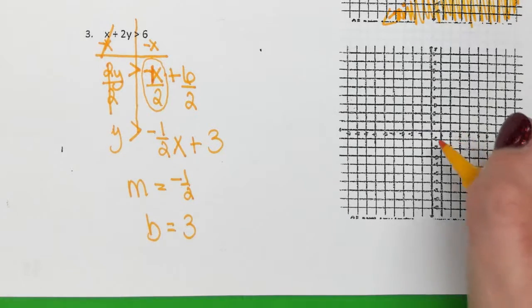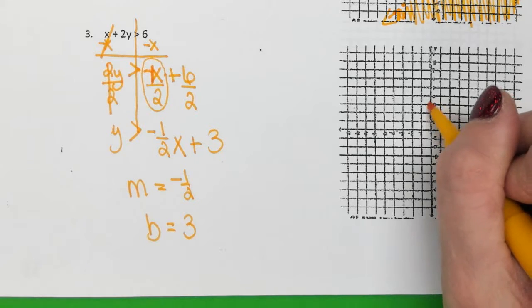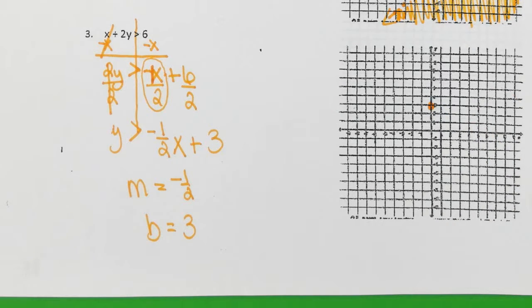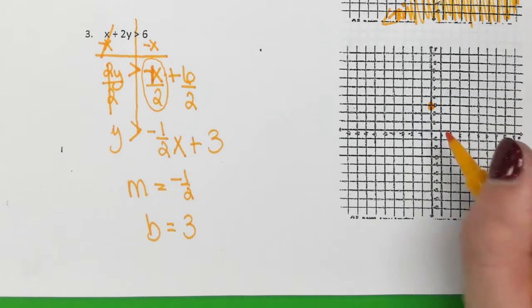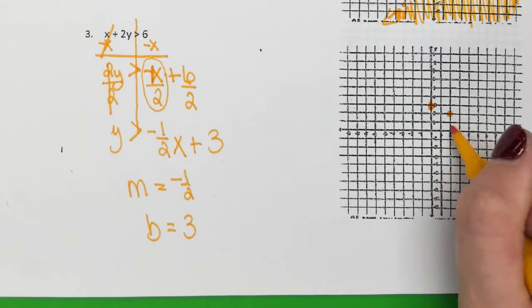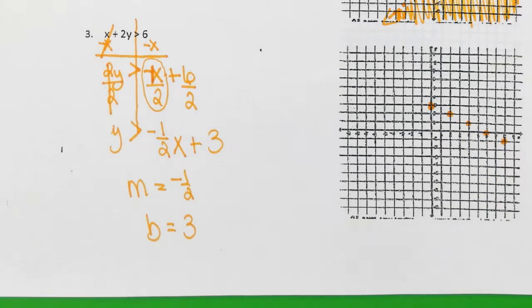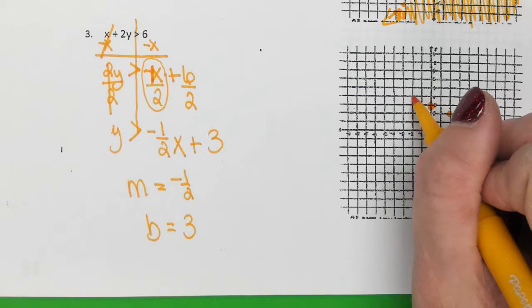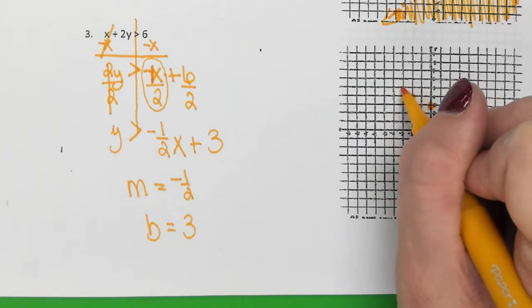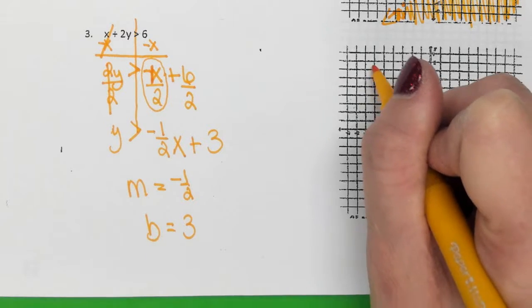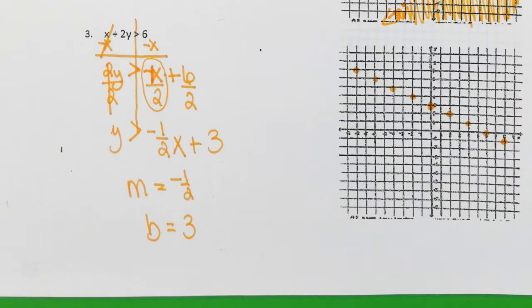All right, so we're going to graph that one. We're going to go up 3, put a dot, and then we're going to go down 1 and right 2, as big as the graph will let you go. All right, then we're going to go the other way. We're going to go up 1 and left 2, as big as you can go.